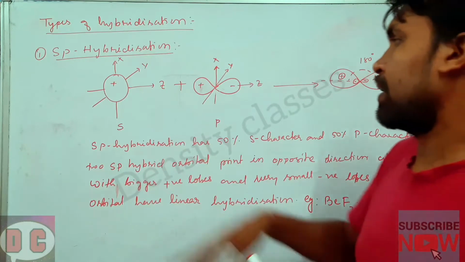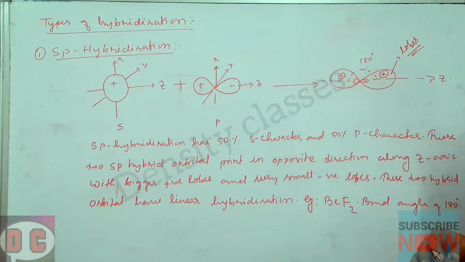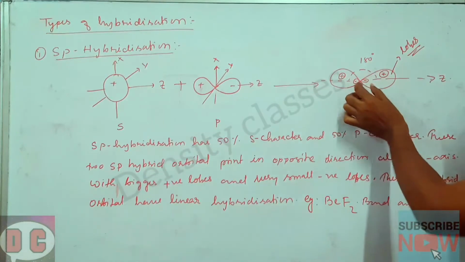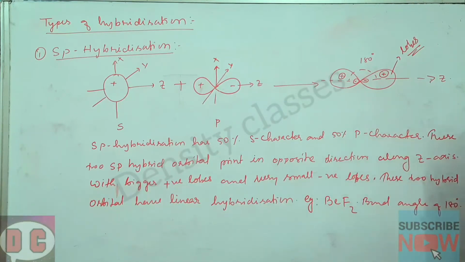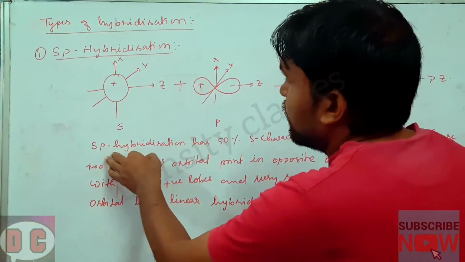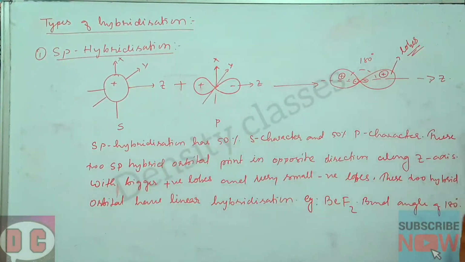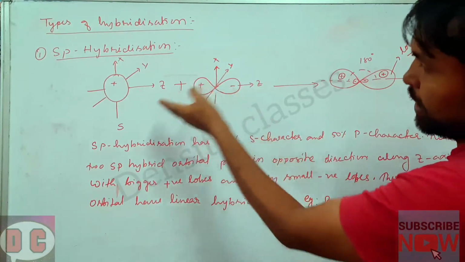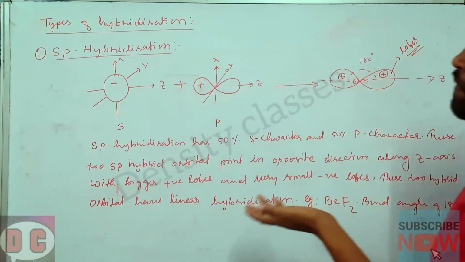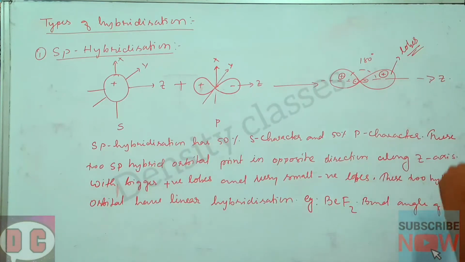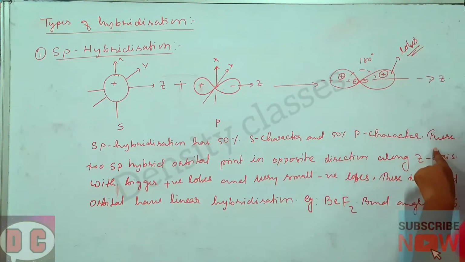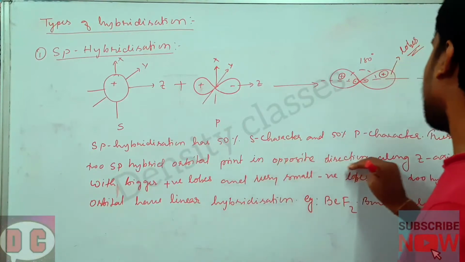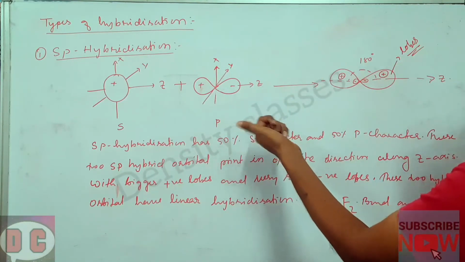When they are hybridized, the positive lobe is bigger in size and the negative lobe is smaller in size. Got it? So we will write down what is related to it. Sp hybridization has 50% s character and 50% p character. That means these hybridized orbitals have 50% s character and 50% p character. Why? Because one is an s orbital and another is a p orbital, so they have 50-50 character. These two sp hybrid orbitals point in opposite directions along the z-axis.